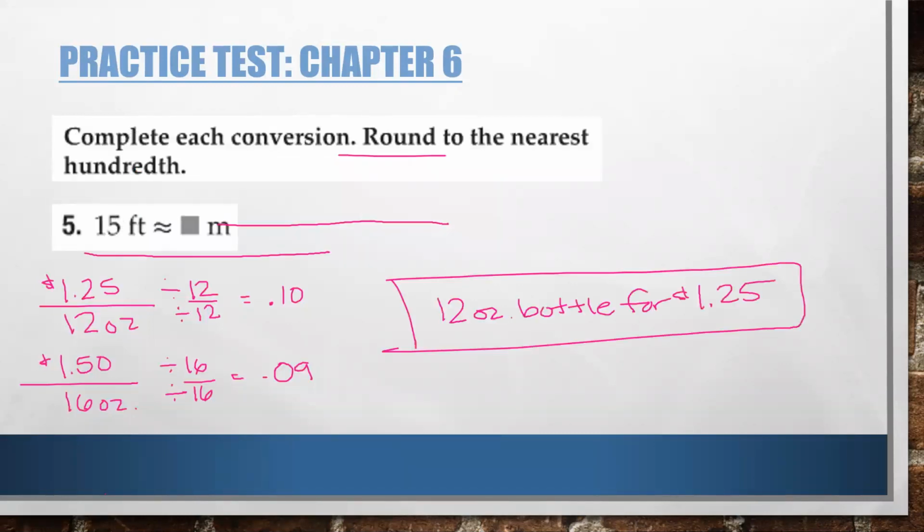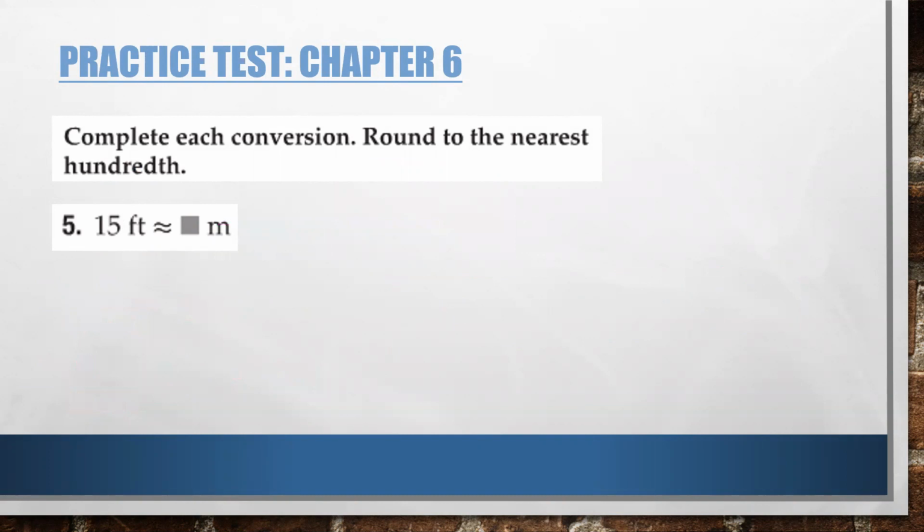Okay, so for number 5, it says complete each conversion, round to the nearest hundredth. Okay, so we've got 15 feet is equal to how many meters? Okay, well, we know that 1 foot is equal to 305 thousandths meters. Okay, so now we have a proportion.